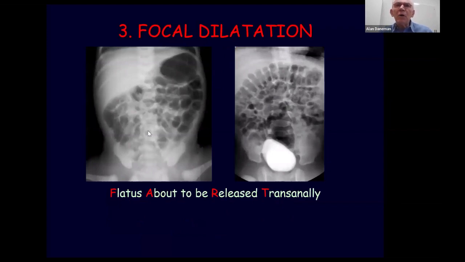Sometimes there is focal dilatation. As you see, this loop of transverse colon is dilated, and the rectosigmoid is dilated. And I refer to this as flatus about to be released transanally. It's about to be extruded as a fart.